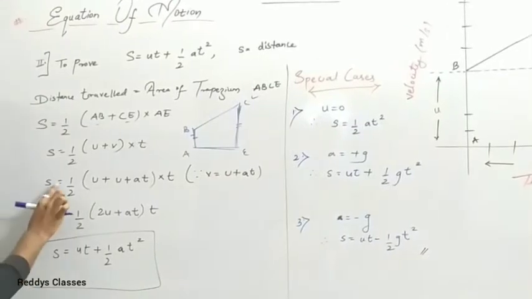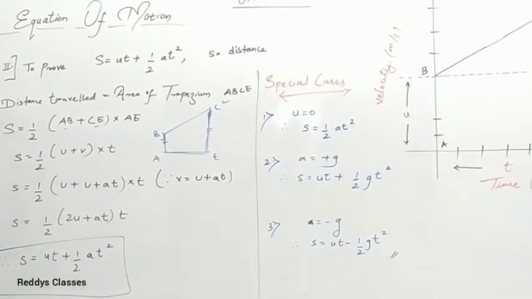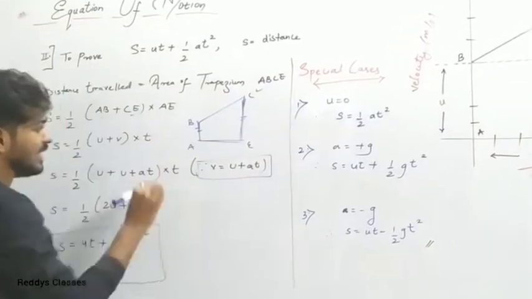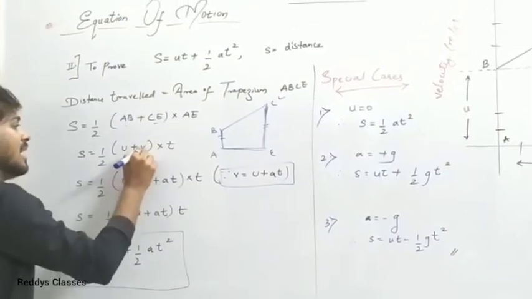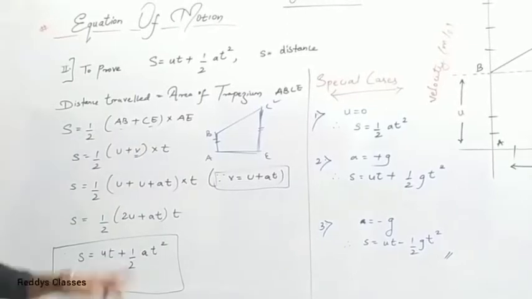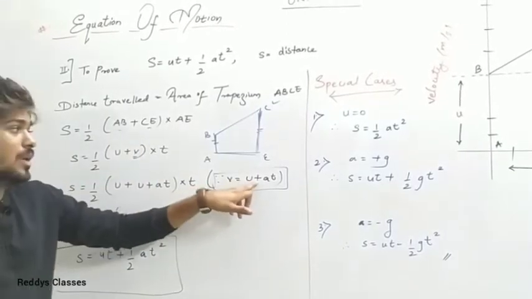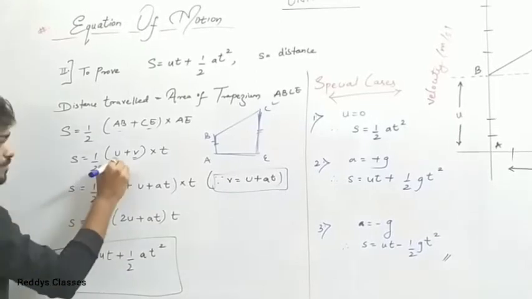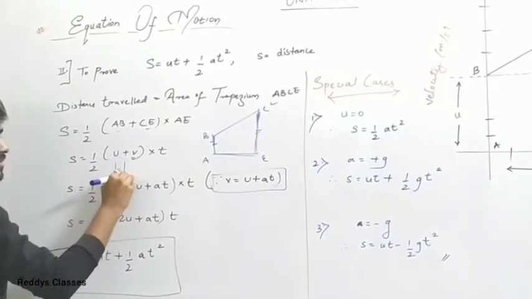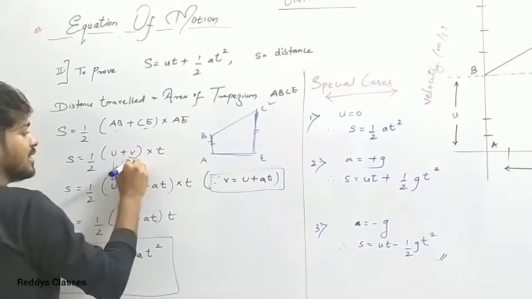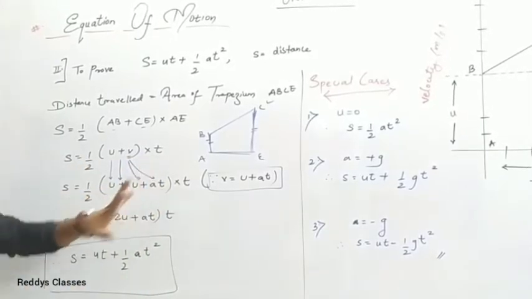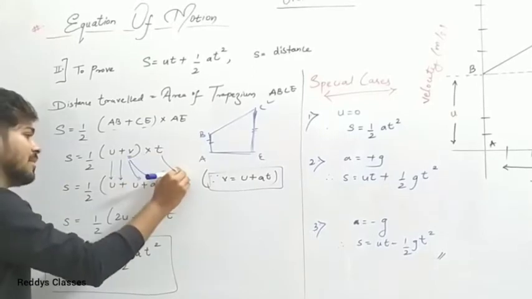Now S is equal to half. We know the value from the first equation: V is equal to U plus AT. I am substituting this V. Now what I get is S is equal to half U as it is, plus V, which is U plus AT, into this time as it is here.